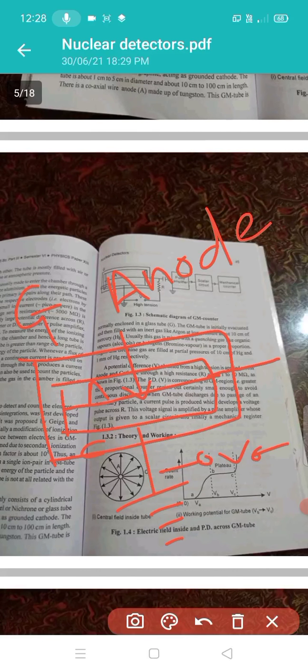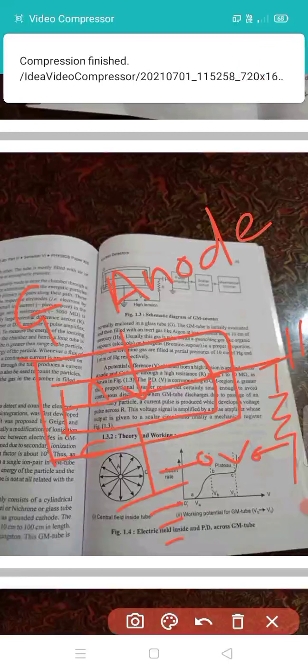Here we connect a load resistance R, and it is connected to a high tension V. Then we pass it through a capacitor, then a pulse amplifier, then a scalar circuit, and then a mechanical counter. A potential difference obtained from a high tension is applied across the anode and cathode through a high resistance R of about 1 to 10 megaohm, as shown in the figure.